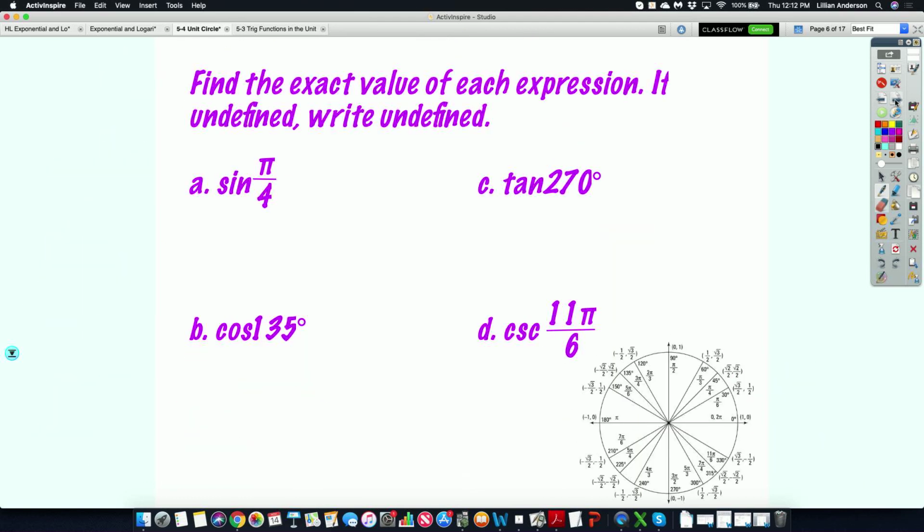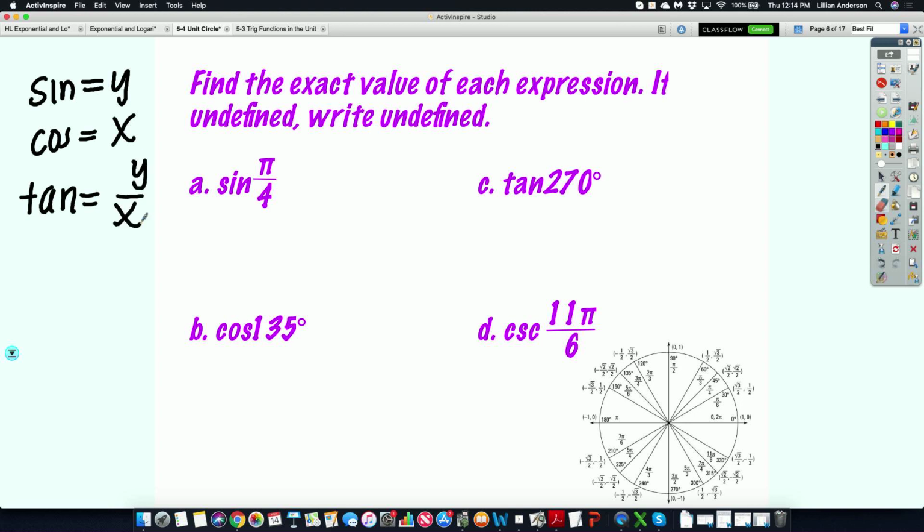So now let's use the unit circle to find exact trig values of different angles. Okay? So we're going to find the exact value of each expression, and if it's undefined, because it could potentially be undefined, we are going to write undefined. So one of the main things to remember that you guys already have written down in your notes is that sine is equal to y. Cosine is equal to what? X. Tangent is equal to what? Y over x. And then of course you have your reciprocals, okay?